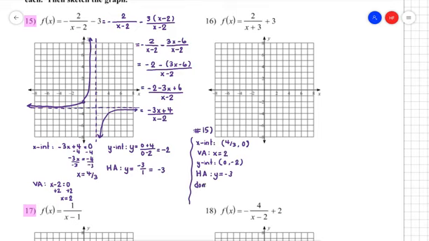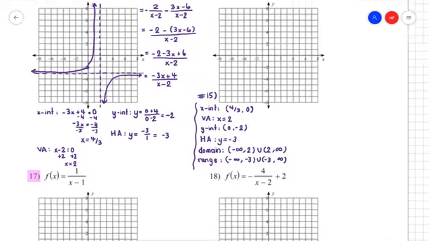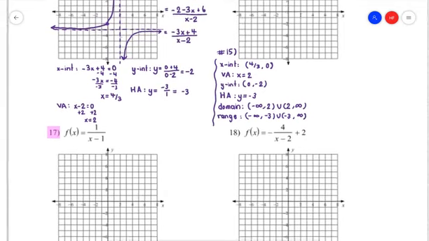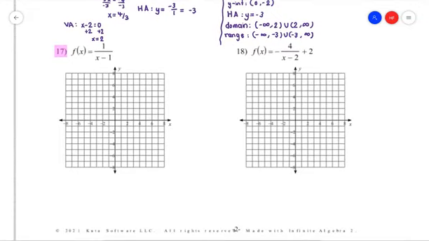Domain, everything except where the vertical asymptote is. If there was a hole, we would exclude the x value of the hole as well. Range, everything except where the horizontal asymptote is. And if there was a hole, we would exclude the y value of the hole as well in our range. So that's number 15. If you need extra space, you can write it on another sheet of paper or whatever you need.